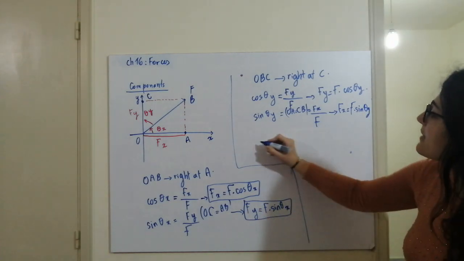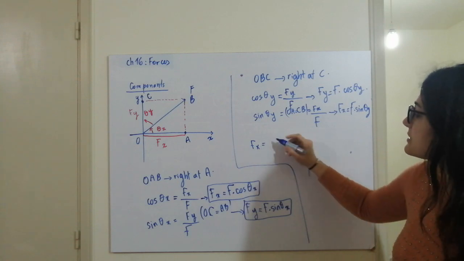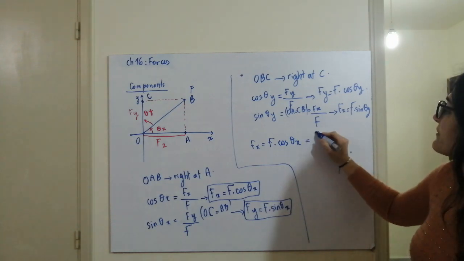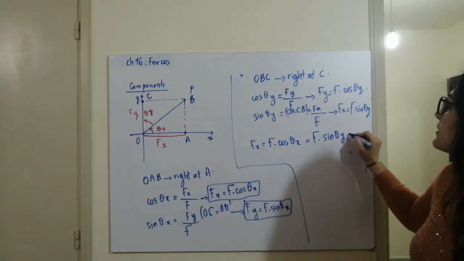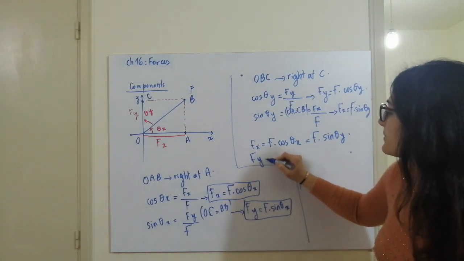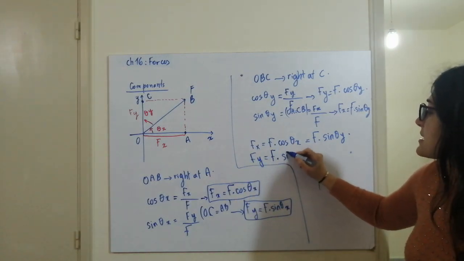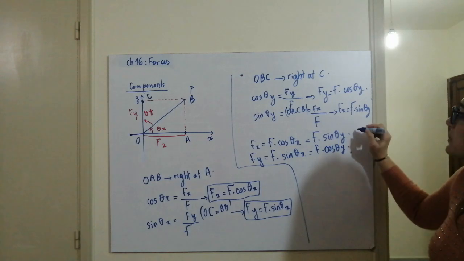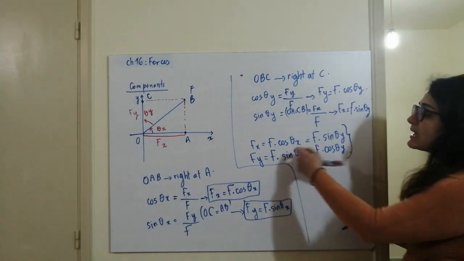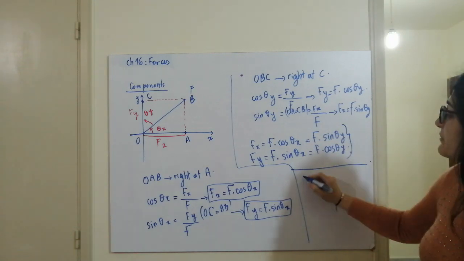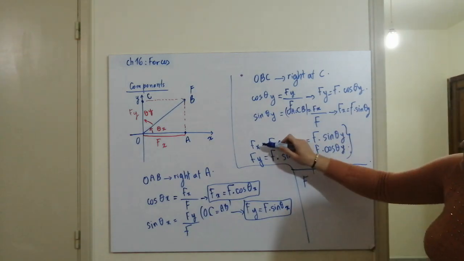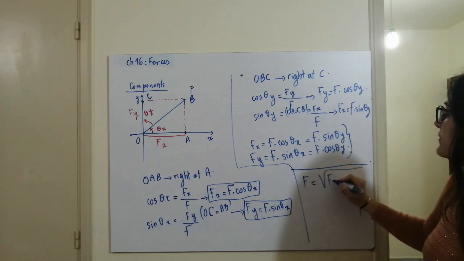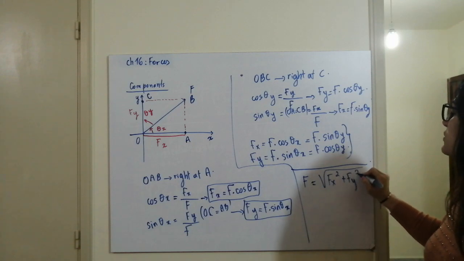So whenever you need Fx, you can simply calculate it by F cosine theta x or F sine theta y. And if you need Fy, it's F times sine theta x, equal to F times cosine theta y. In fact, we don't use theta y a lot, mainly we use theta x. If we need to calculate F, and we have both Fx and Fy, it's equal to the radical of Fx squared plus Fy squared.